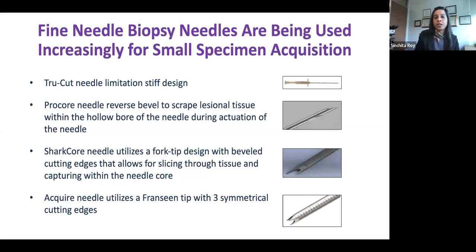True cut needles were the ones that used to be there for several years now, but they're kind of limited by the stiff design. And again, I'm not endorsing any of these needles. I don't work with any of the companies that manufacture these needles, but I just wanted to put it out there that they have these specialized tips, whether it's a sharp core or a fork tip, or they have a beveled edge.